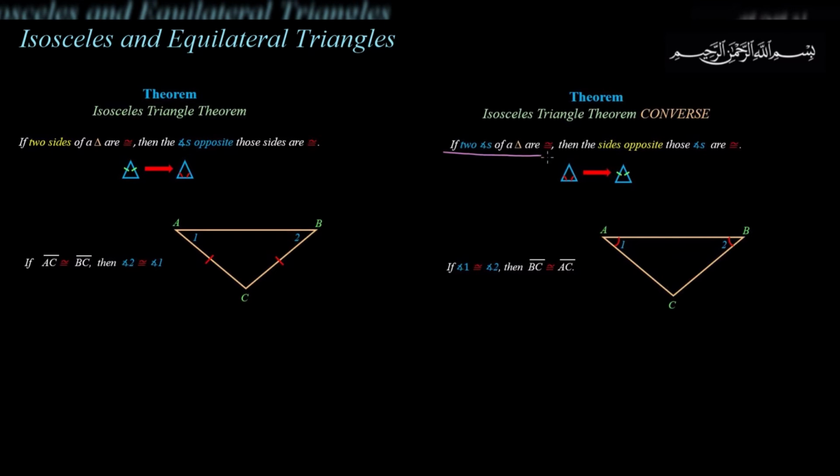Because if two angles of a triangle are congruent, then the sides opposite of those angles are congruent. In other words, if your two angles are congruent, then you've got an isosceles triangle in your hand. You know what I'm saying? So if two angles of a triangle are congruent, then the sides opposite of those angles are congruent. If angle 1 is congruent to angle 2, then BC is congruent to AC. All right? So that's the converse of this theorem.